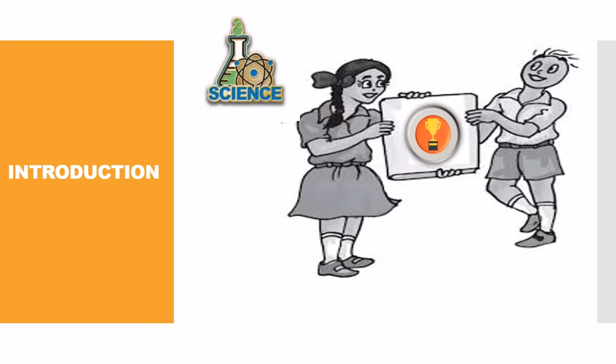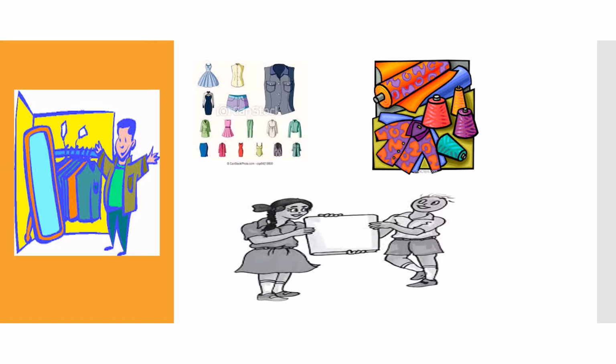Before we start the introduction, here Paheli and Bujo won the first prize in the science quiz competition held at their school. They were very excited and decided to use this prize money to buy clothes for their parents. So they visited a clothes shop, where they saw a large variety of clothes and got confused.